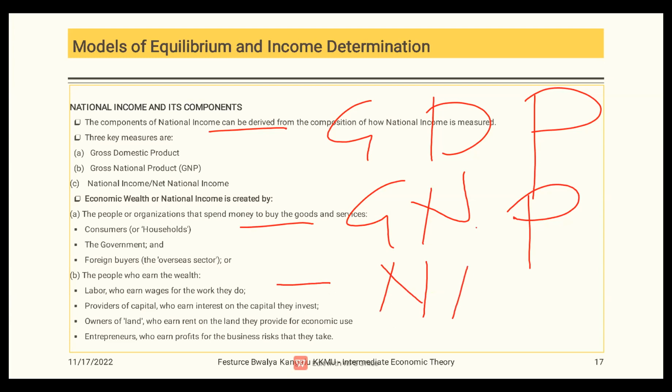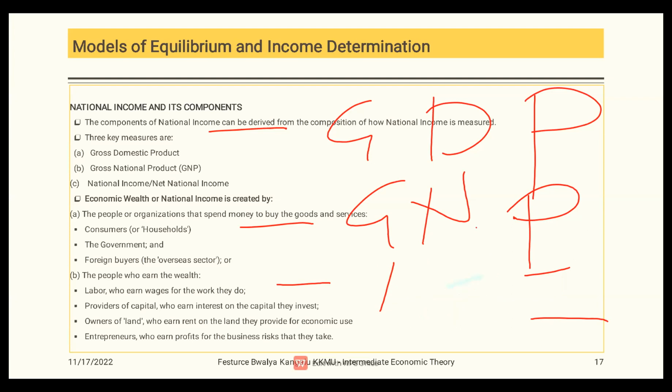The net national income, actually. So these are the three measures of national income. We usually use these three key indicators to measure whether the economy is growing. The components of national income as a whole are derived from the parameters that we use when measuring GDP, GNP, and NNI. Is that okay?